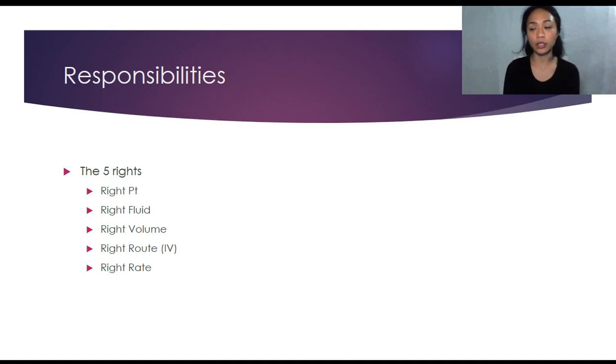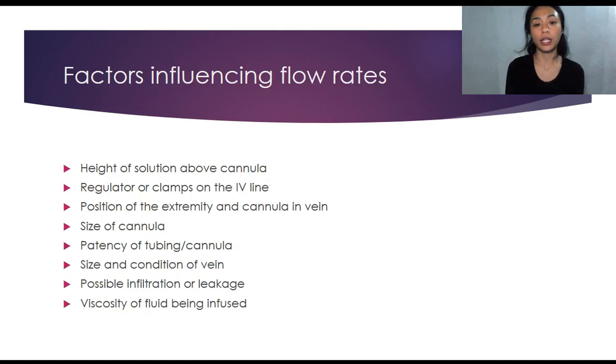So just to recap, our 5 rights are right patient, right fluid, right volume, right route, which will always be IV in this situation for this procedure, and right rate and duration. So if it's 250 mils over 4 hours, or you've converted your mils per hour to drops per minute, that's part of that right. Now, factors that influence flow rate. If things aren't going well and you're trying to troubleshoot, have a look at the height of your IV pole and your IV solution that's hanging there. Maybe you need to raise the height a little bit more if it's a gravity set.